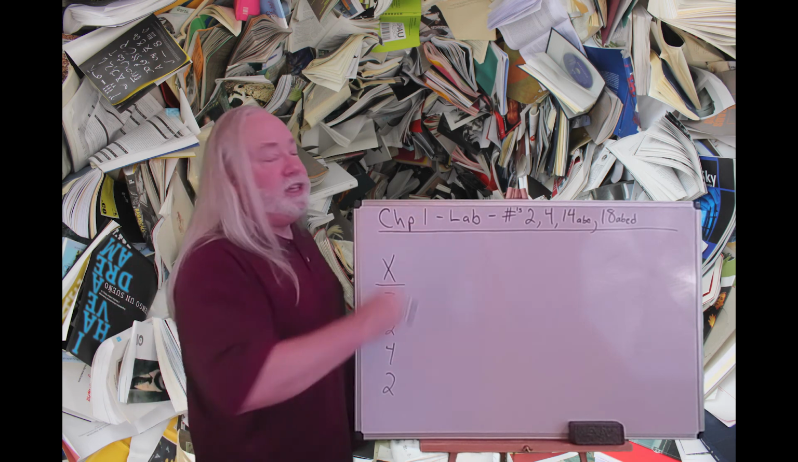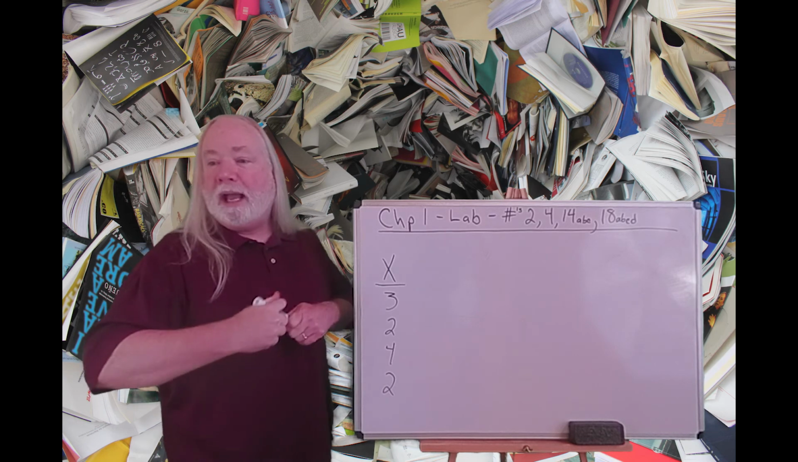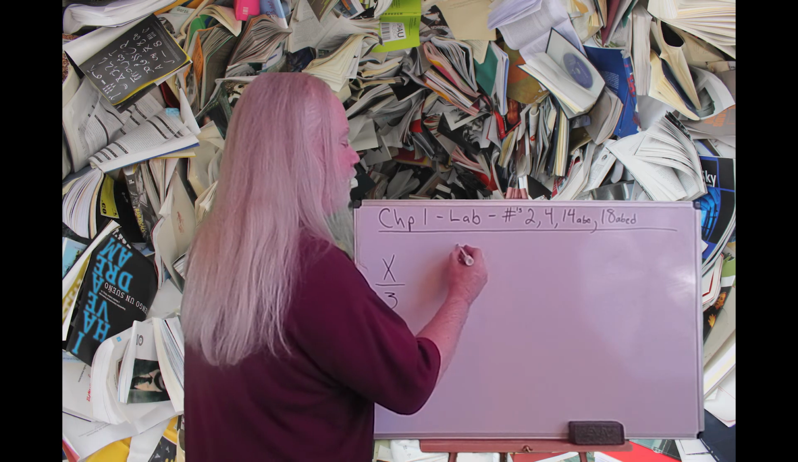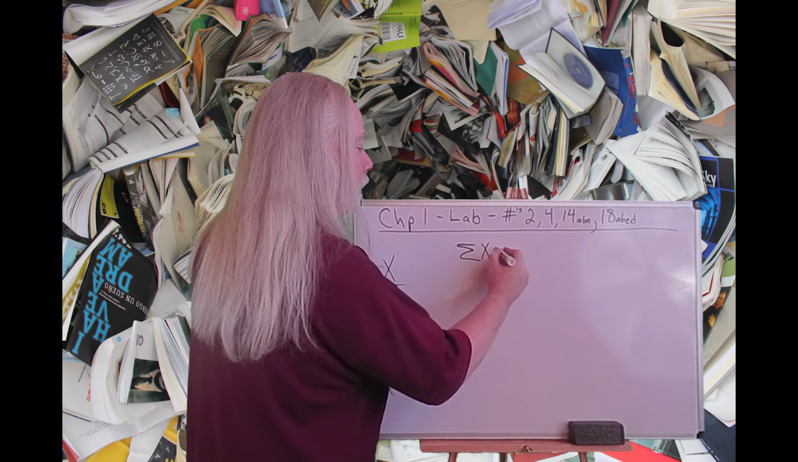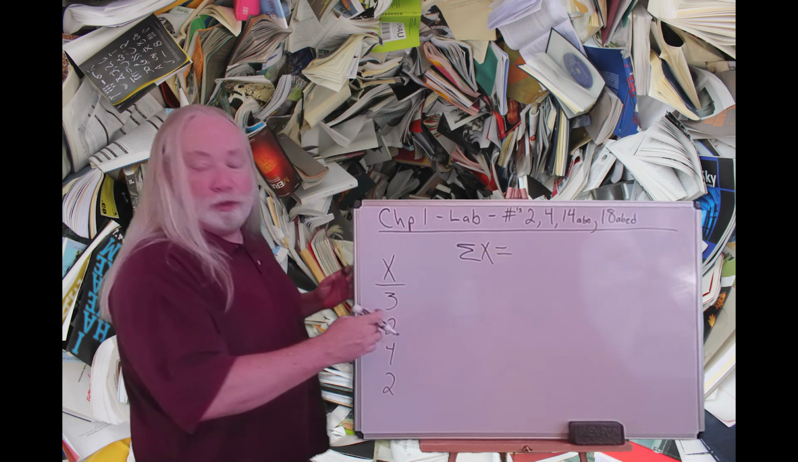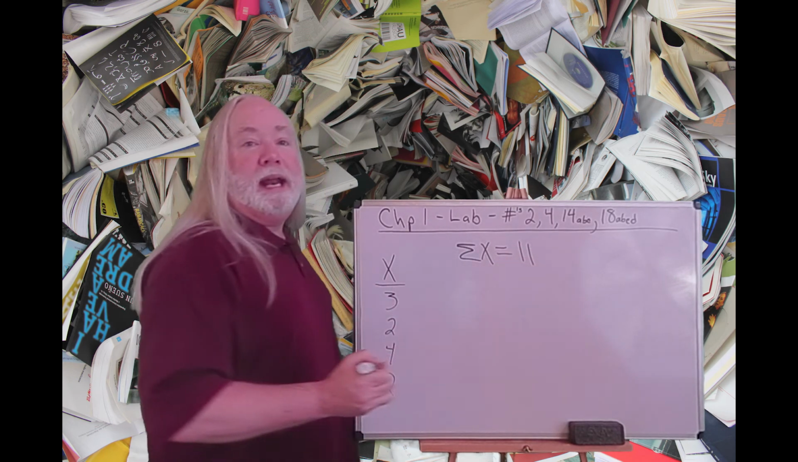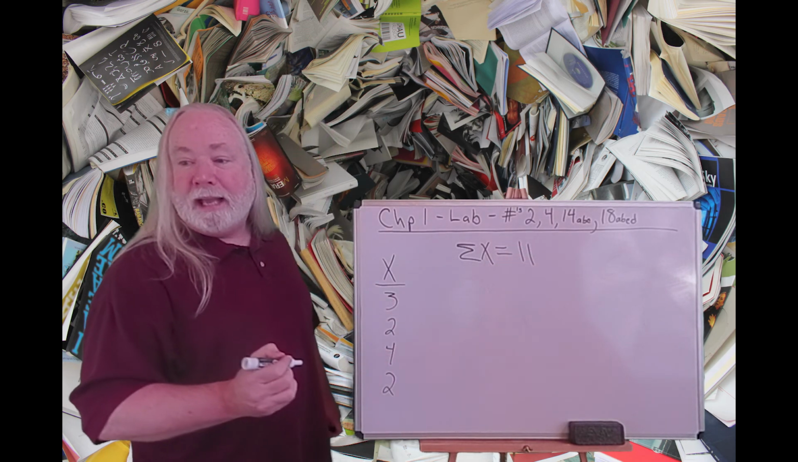Lastly, 18 ABCD, just some basic calculations using this data here. So 18A asks for the summation of the raw scores. So you literally just add the raw scores together, right? 3 plus 2 plus 4 plus 2, and that should give you an answer of 11 points.